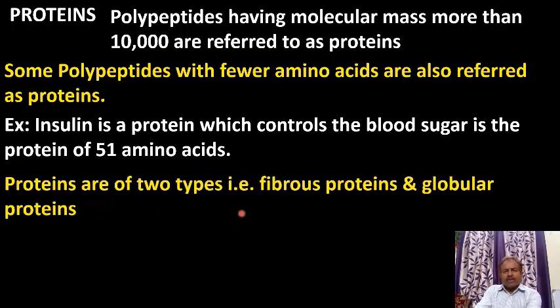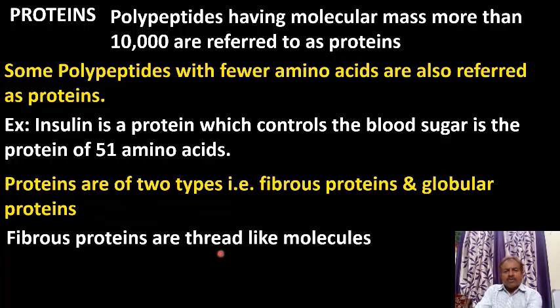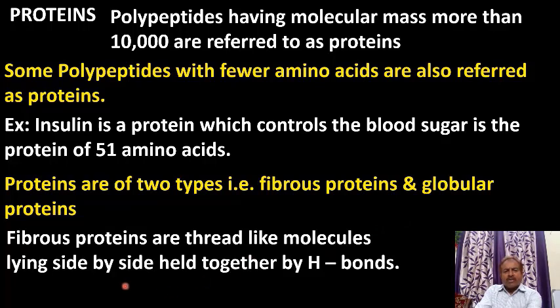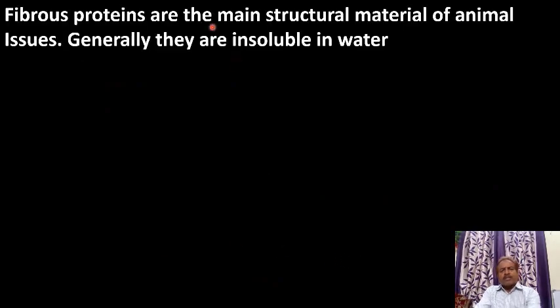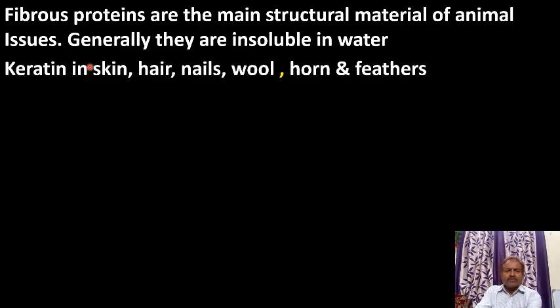So proteins are of two types, that is fibrous proteins and globular proteins. Fibrous proteins are thread-like molecules lying side by side, held together by hydrogen bonds. Fibrous proteins are the main structural material of animal tissues. Generally, they are insoluble in water. For example, keratin in skin, hair, nail, wool, horn and feathers. So the keratin protein is present in all these substances.